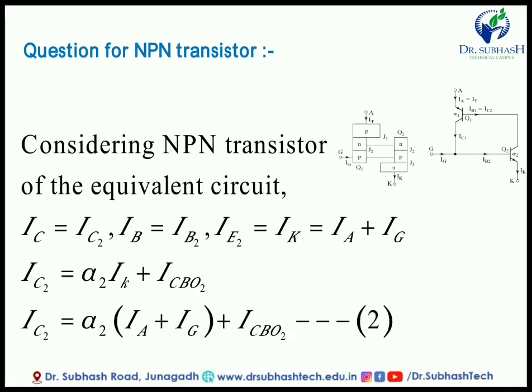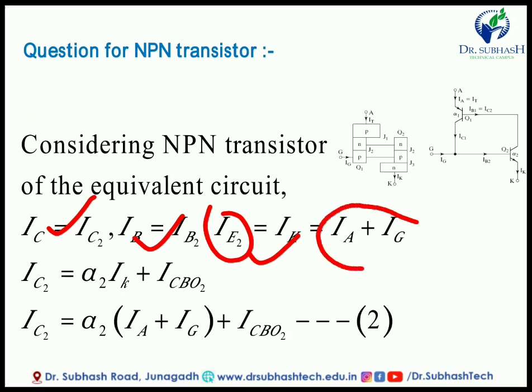Now let's consider the NPN transistor. In the NPN transistor, IC is equal to IC2, IB is equal to IB2, IE2 is equal to IK. Cathode current is nothing but emitter 2 current, meaning the second transistor's emitter current is IK, and IK is equal to the addition of IA plus IG, meaning anode current plus gate current is totally the cathode current, and IC2 is equal to alpha 2 IK plus ICBO. All these values we have to put in the previous equation.